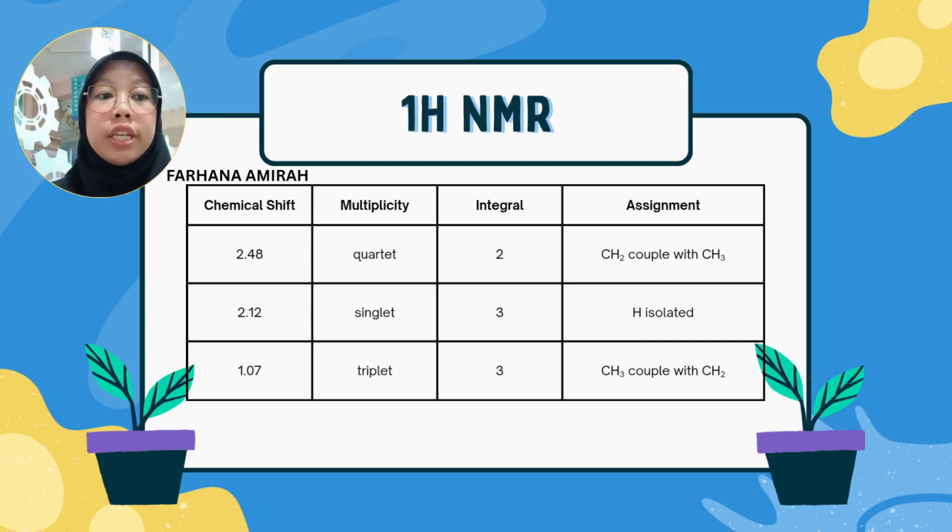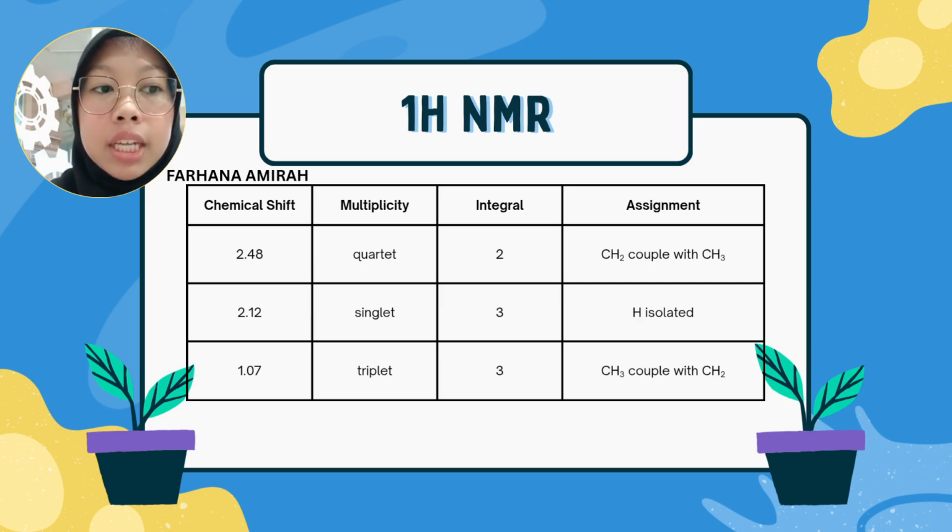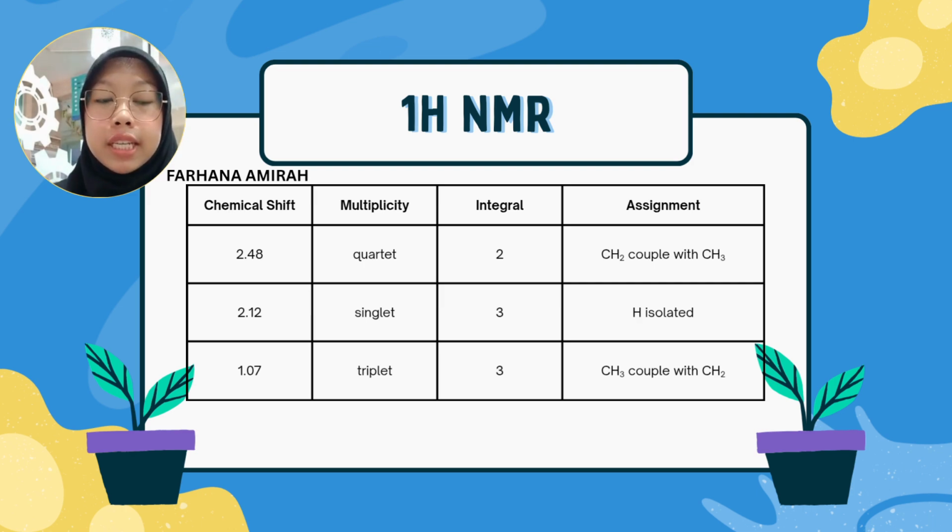Today, we explore the interpretation of proton NMR spectra through the lens of our recent assignment. The data provided include three key signals: a quartet at 2.48 ppm in the bracket 2H, a singlet at 2.12 ppm in the bracket 3H, and a triplet at 1.07 ppm in the bracket 3H. These signals reveal the structure and proton environment.